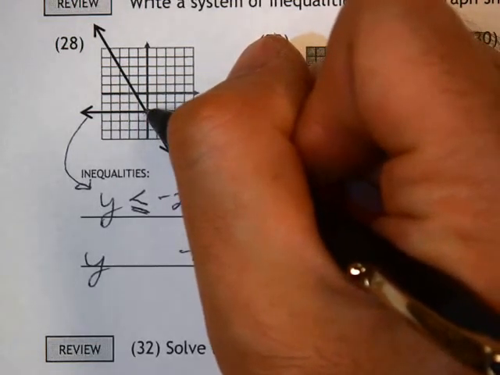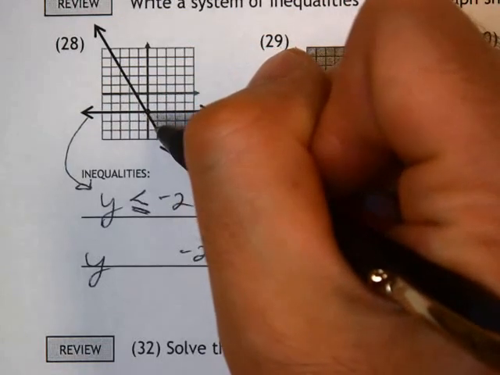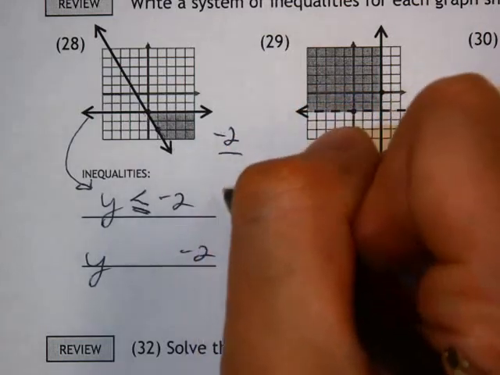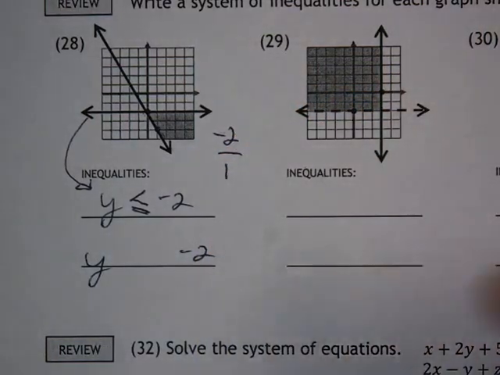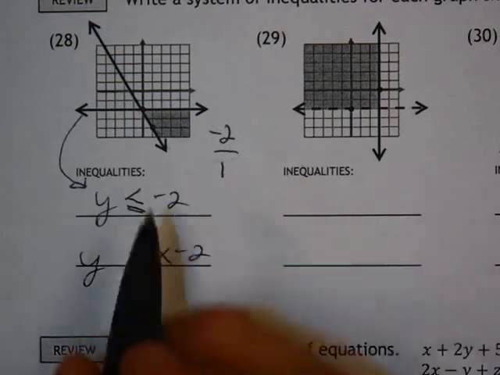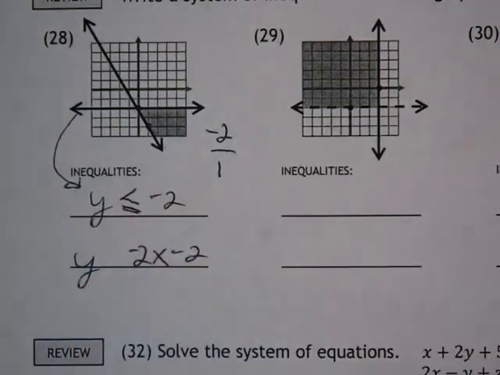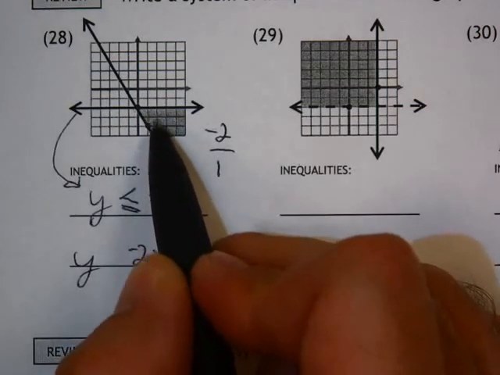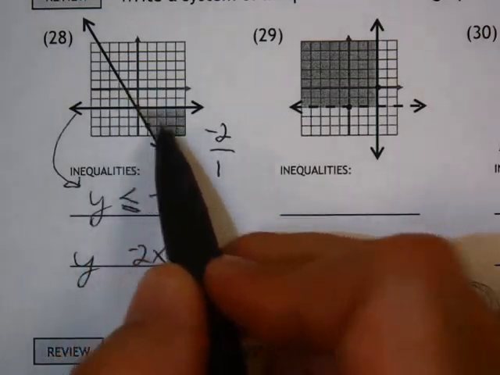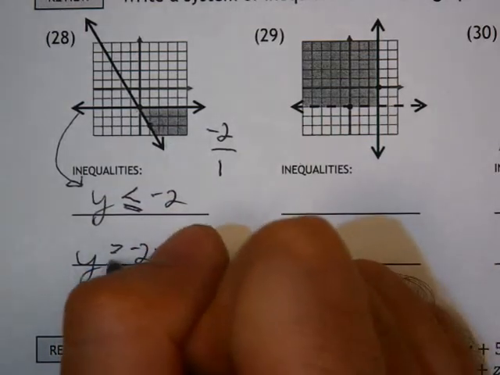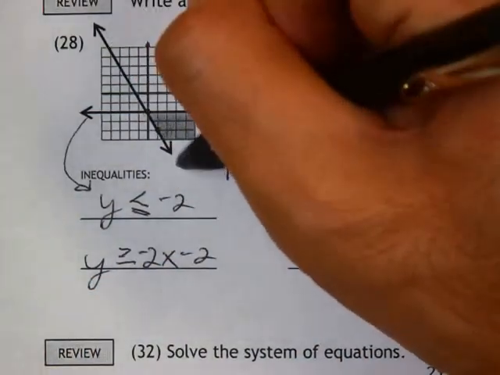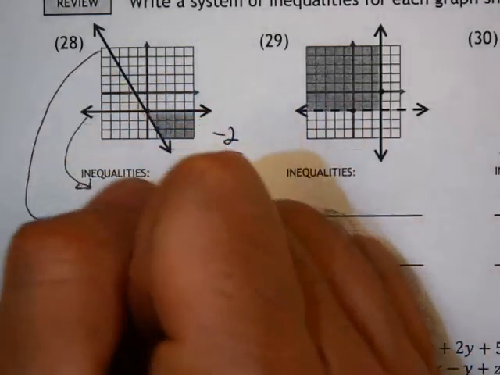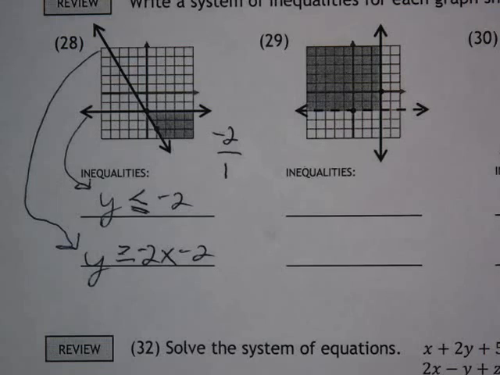We're going from here down to over 1. So our slope, our rise would be down to our -2. Our run would be over 1. Which means when we write this, our slope in front of x should be -2. Now the shading is above this line we're looking at, which means we're greater than or equal to. Since it's still solid, there's no dashes, greater than or equal to. Now I've got my system of inequalities. There's the second one I had to write.